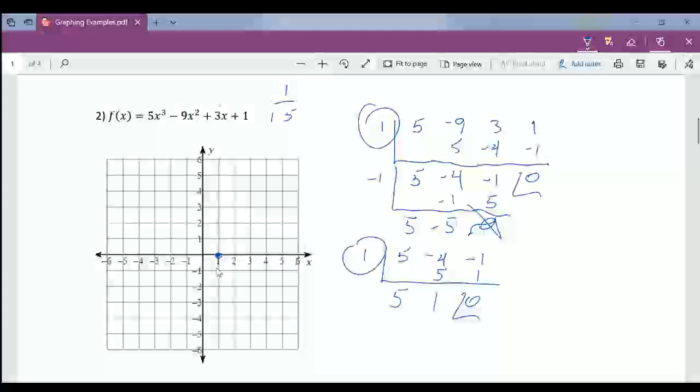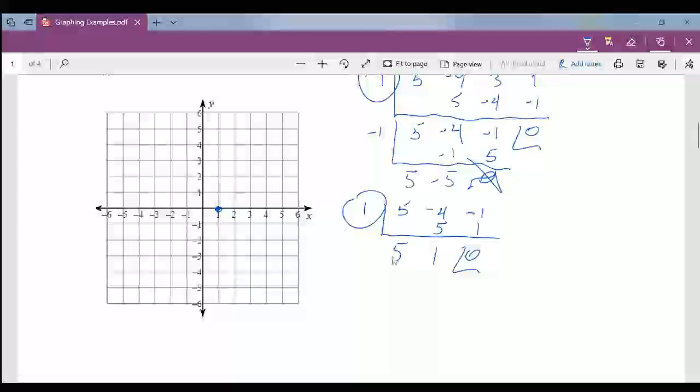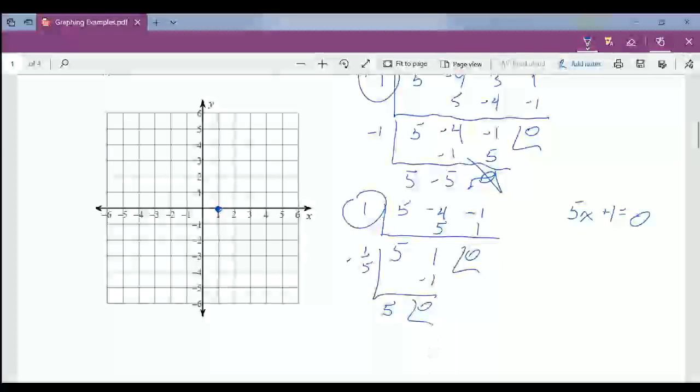Okay. And here, well, you've got a choice. We know you could try 1 again. It's not going to work. At that point, we can start looking at using 1/5. You can rewrite this as 5x plus 1 equals 0 and solve that, subtract 1 from both sides, and then divide both sides by 5. Or if you just want to keep going with synthetic division, you can. When you multiply those together, you do end up with 0 again.